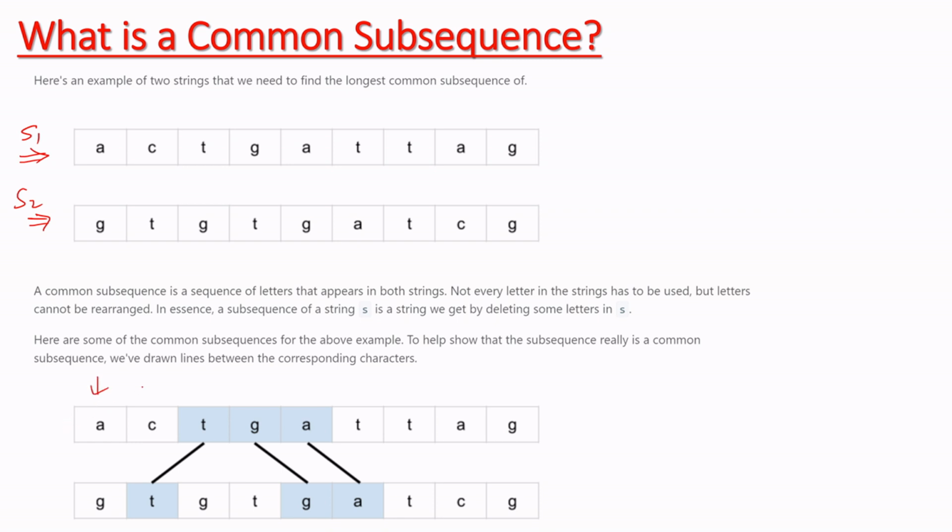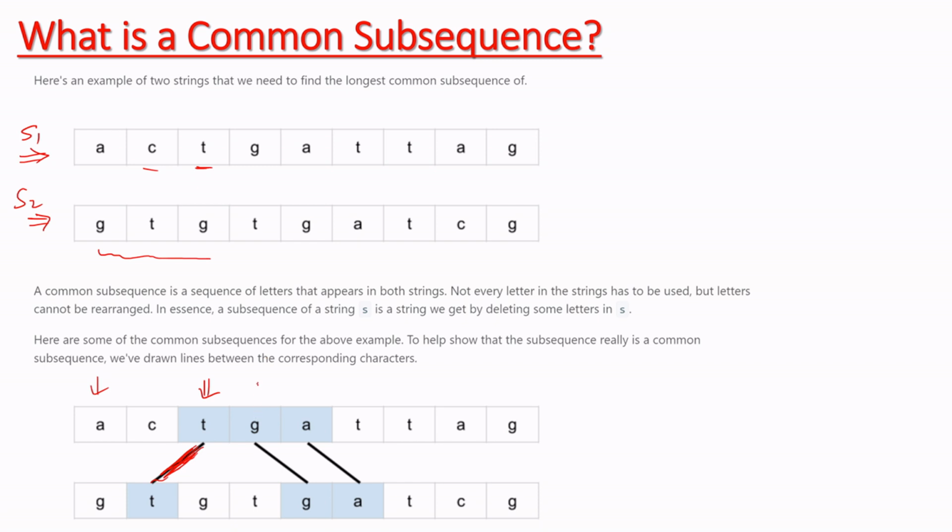A is not in the other string at the starting position, so we are not getting a match from here to here. Then we check C, which is also not there. Then we see T. Here you can see T is starting, and we map that this T is already available in this one, so we are okay with that.